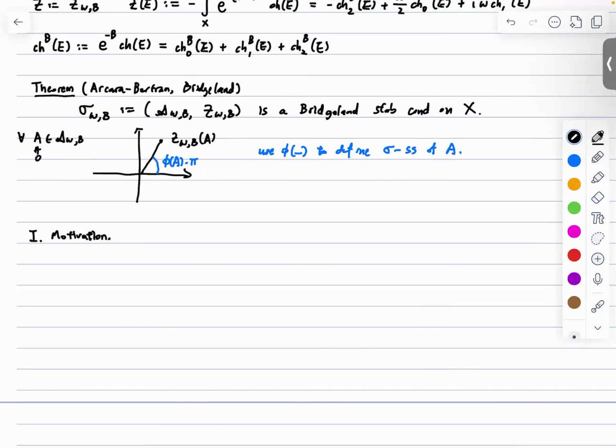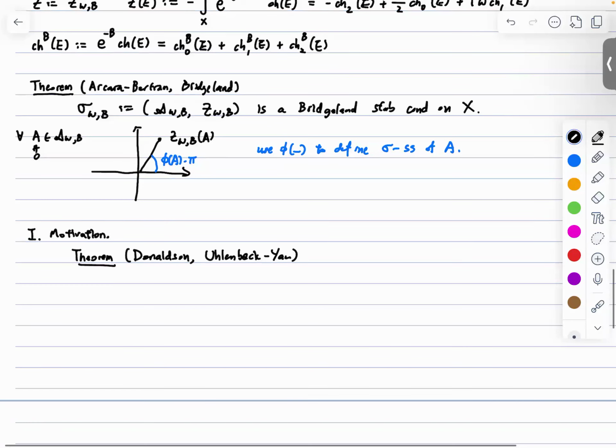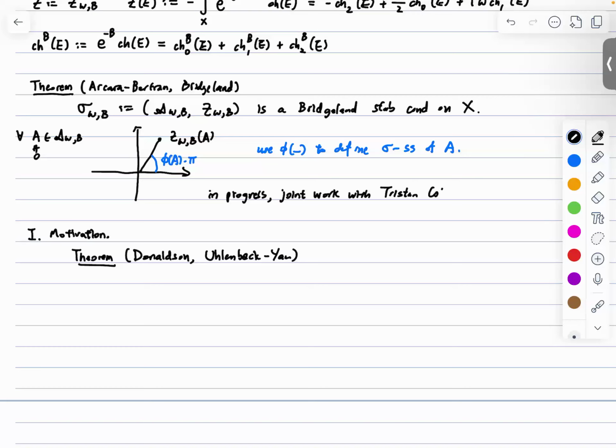So a motivation is this theorem from the 80s, by Donaldson and also Uhlenbeck-Yau. Oh, and I should mention that the rest of the talk is in progress and also joint work with Tristan Collins, Yun Shi, and Xintong Yao.